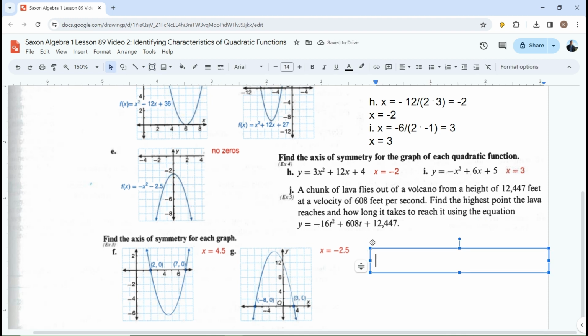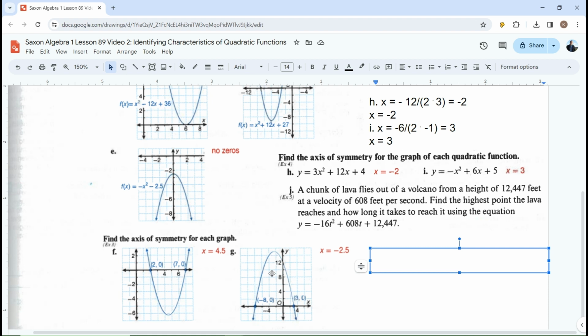A chunk of lava flies out of a volcano from a height of 12,447 feet at a velocity of 608 feet per second. None of that matters because we have the equation at the end. Find the highest point the lava reaches and how long it takes to reach it using the equation. What we need to do is think about axis of symmetry, because the highest point it reaches, the vertex, is going to be at the axis of symmetry. Remember, the axis of symmetry passes through the vertex.